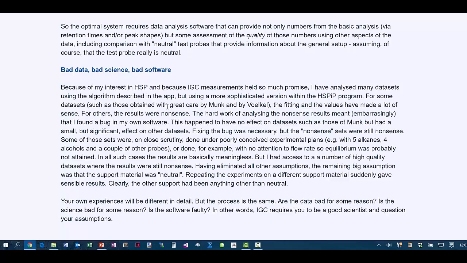Your own experiences will be different, but the process is the same. Are the data bad for some reason? Is the science bad for some reason? Is the software faulty? In other words, as with so many other things, IGC requires you to be a good scientist and to question your assumptions.